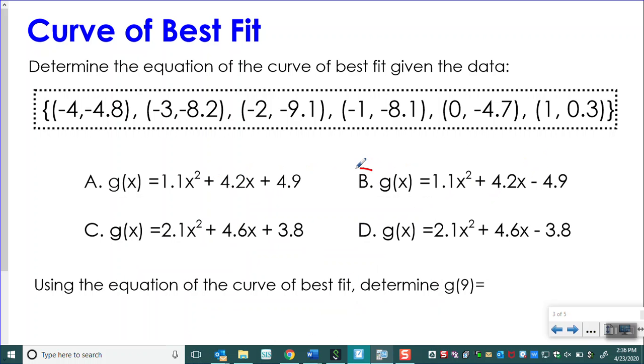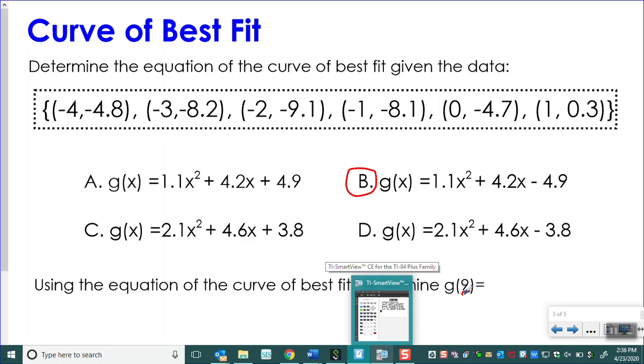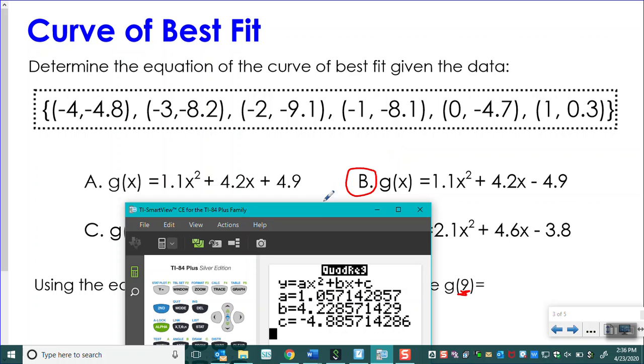So our final answer here is going to be B. Then usually what you're going to be asked to do is to use your best fit equation to determine the value of the function for some x value, or to figure out which x value gives you a given y value. And we can just do this right on the calculator.